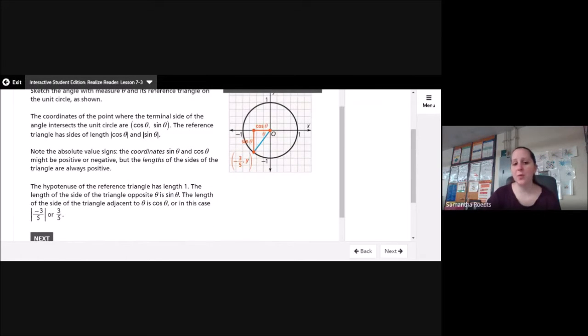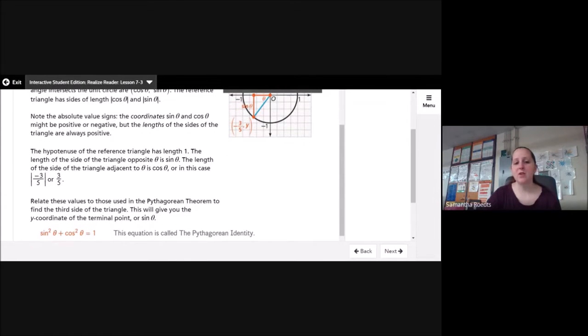The hypotenuse of the reference triangle has a length of 1 because we're in the unit circle, which has a radius of 1, so any right triangle here is going to have a hypotenuse of 1. The length of the side of the triangle opposite theta is sine theta. The length of the side adjacent to theta is cosine theta, or in this case, the absolute value of negative 3 over 5, or 3/5.